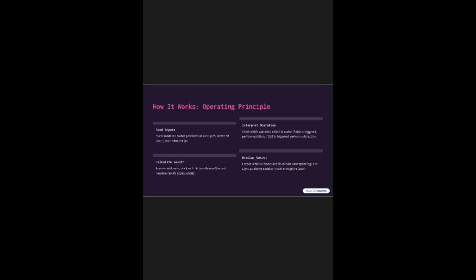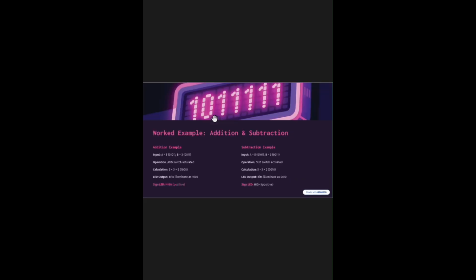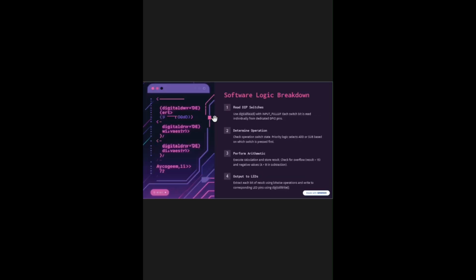Now, the working is that the ESP32 reads the state of the bits through its GPIO pins. Low signal corresponds to an active signal. It checks which arithmetic operation is selected by a dedicated operation switch, and the control structure performs the arithmetic operation. It outputs the binary result on the LEDs with a separate sign LED. Additionally, the results are sent to the serial monitor.